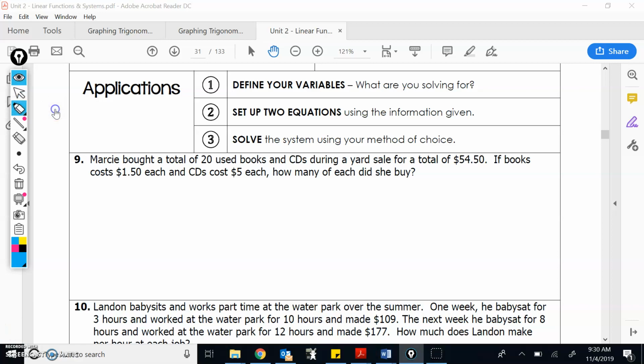Today's video is on word problems with solving systems of equations. There are 3 steps to do. You have to define your variables, you have to set up and solve your equation, check your work, and then you write your final answer.